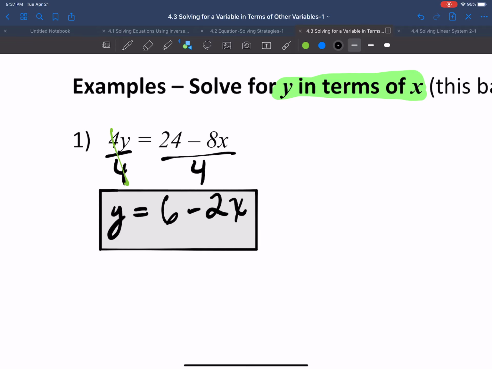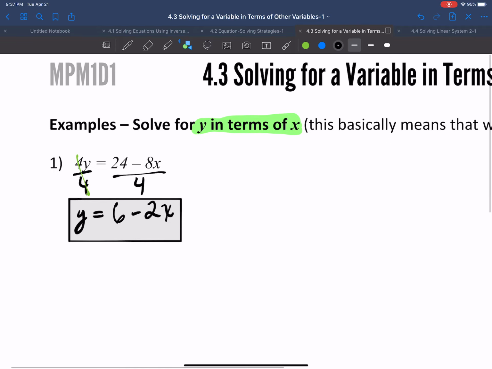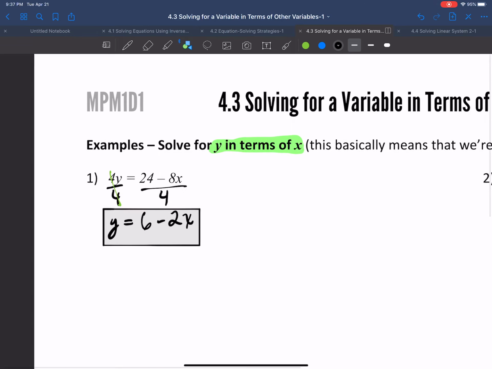It's in terms of x. It's not a number, but we have y by itself. That's all we want. What we're going to be doing with this later is taking that equation and graphing it, because it's a linear equation. We can figure out our slope, our y-intercept, and graph it from there. But that's later.